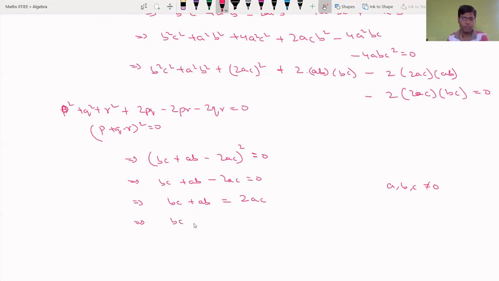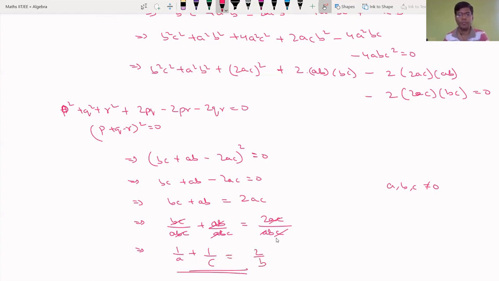So this will give me BC by ABC plus AB by ABC is equal to 2AC by ABC. So this BC will go with this, AB will go with this, AC will go with this. So I'll be left with 1 by A plus 1 by C is equal to 2 by B. So this is what we had to prove.